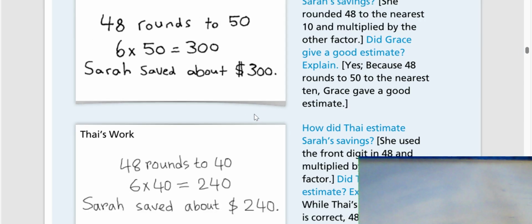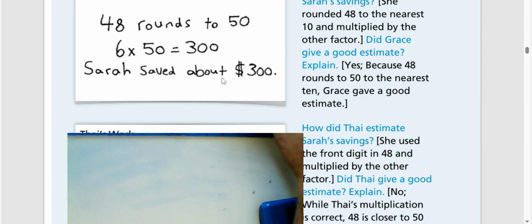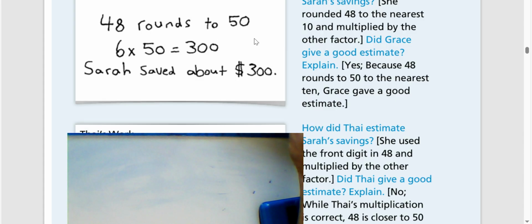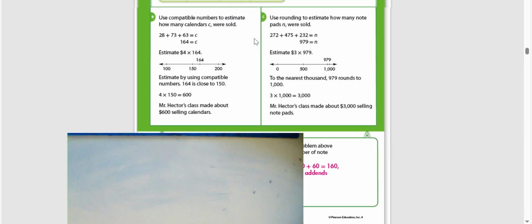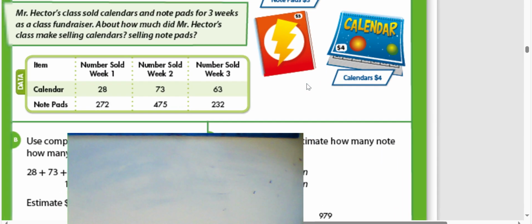But this one is the nearest to, because 48 rounds to 50, but here 48 is rounded to 40. This is a false answer. Okay, false answer. The solution about Thea's work is not good. This solution is true because 48 is nearest to 50, not 40. The result here will be 300. Okay, understood. Next page. Now we will explain the lesson about using the equation to find the result.